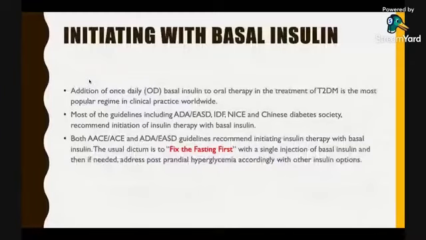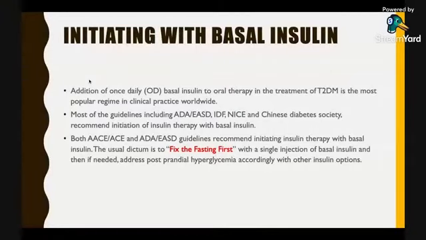Now, initiating with a basal insulin: addition of once daily basal insulin to oral therapy in the treatment of type 2 diabetes is the most popular regimen in clinical practice worldwide. Most of the guidelines, including the ADA, EASD, IDF, NICE, and Chinese Diabetes Society, recommend initiation of insulin therapy with a basal insulin. And why they do so is the usual dictum to fix the fasting first. As I told you, with very high HbA1c in the Western population, the contribution of fasting is much, much higher than the postprandial contribution. So for them, it is actually a very good choice to start with a basal insulin. And that is the reason why all the Western guidelines suggest using a basal insulin.